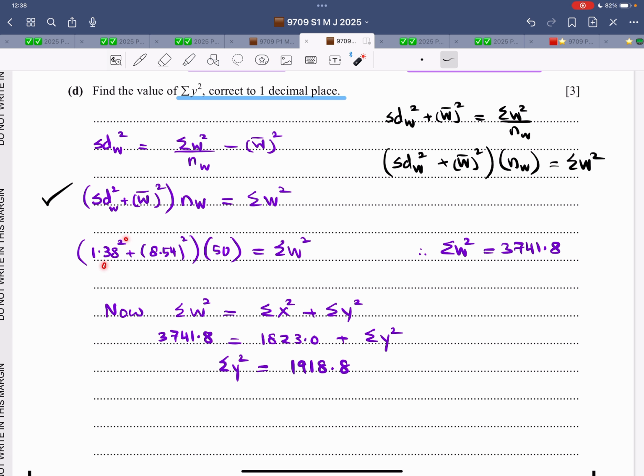This is 1.38 square. This is 8.54 square, the answer of part 1 or part A or part C. And this is 50. That is sigma W square. That is this thing. Now sigma W square is the addition of these two. This was already given. This is calculated. Hence you find sigma Y square.